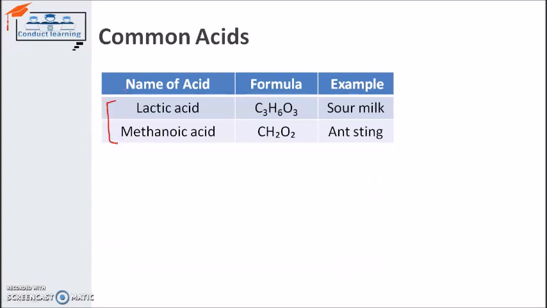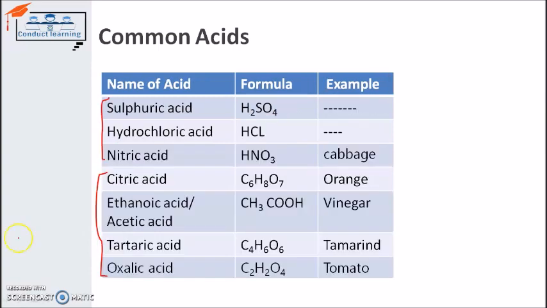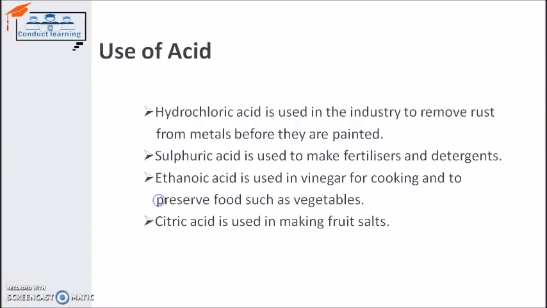So here we simply defined what an acid is and how to find out if there is an acid or not, what the properties of acids are and what the various acids available are. Now, uses of acids. We have done various kinds of acids like hydrochloric acid, sulfuric acid, ethanoic acid, citric acid, methanoic acid, oxalic acid and all. Here are some uses of these acids.